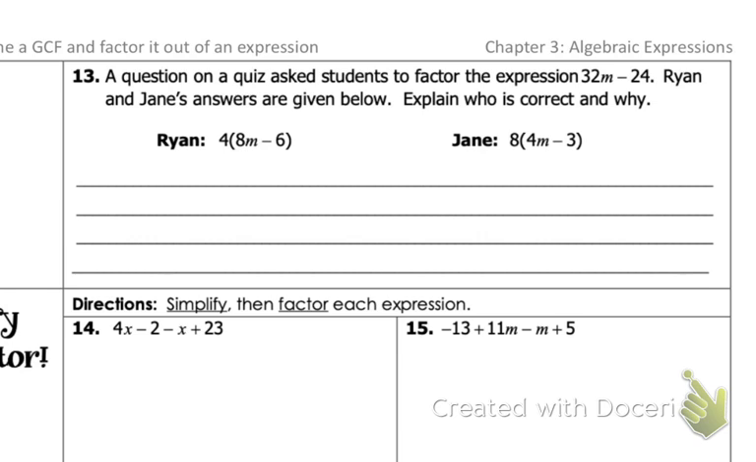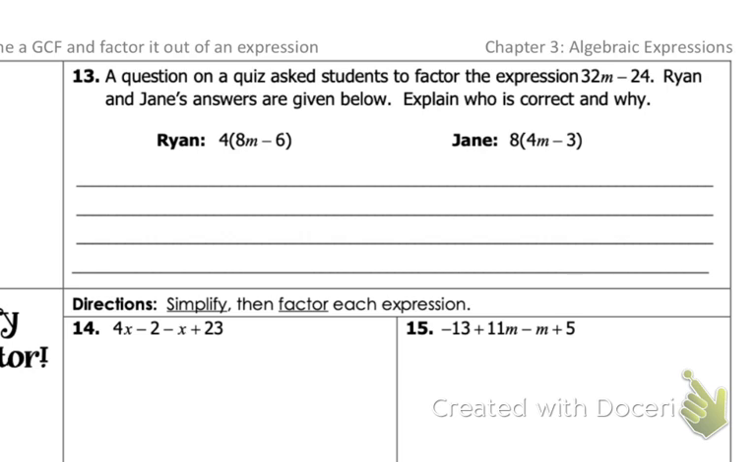So remember, it has to be the greatest common factor. I need the biggest number I can factor out of it. Which is... 2 is not the biggest number that goes into 32 and 24. 4 is not the biggest number that goes into 32 and 24. 8 is the biggest number that goes into 32 and 24.